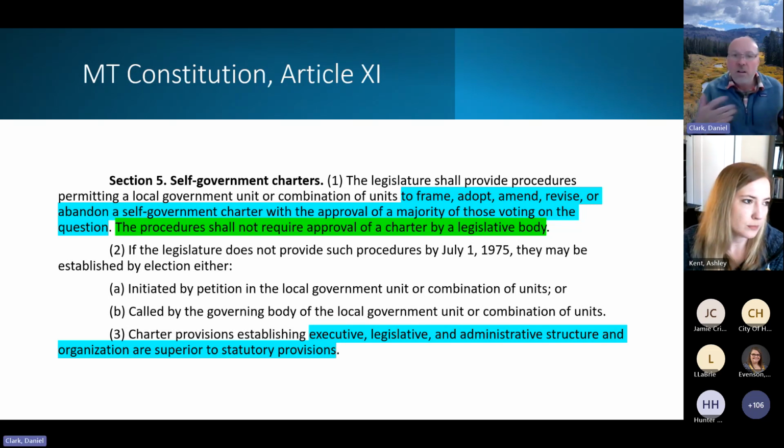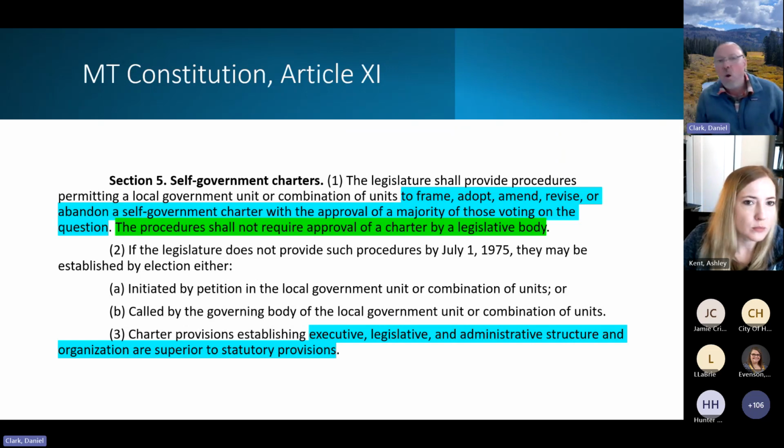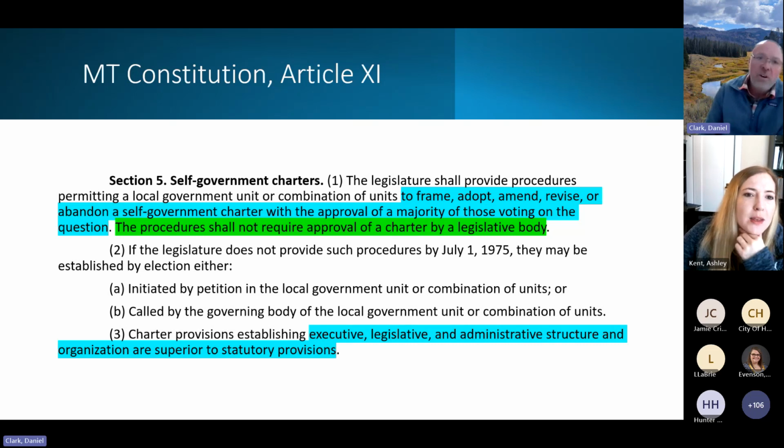So you operate, chugging along the same way you were before you adopted self-governing powers until something comes up that says, oh, we want to do that thing. Now we're going to step out into that space. We're going to adopt an ordinance and we're going to do that. Does that make sense? I'm looking at you, Ashley, if you're nodding your head.